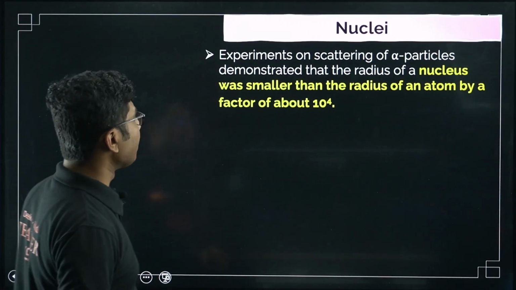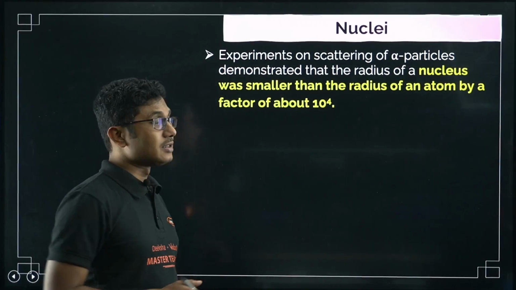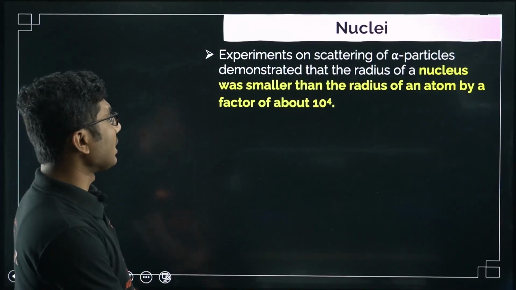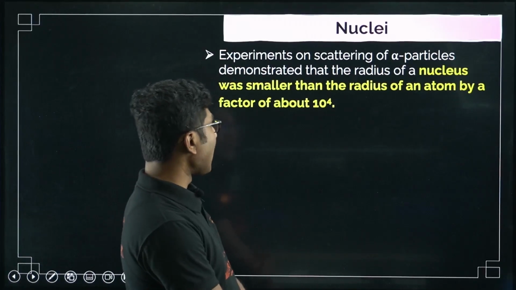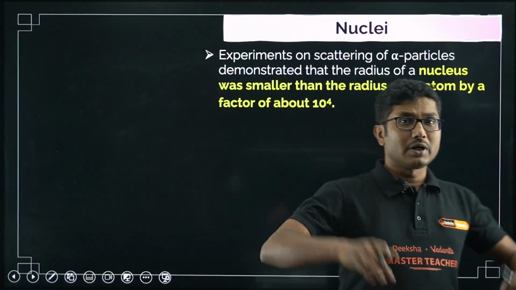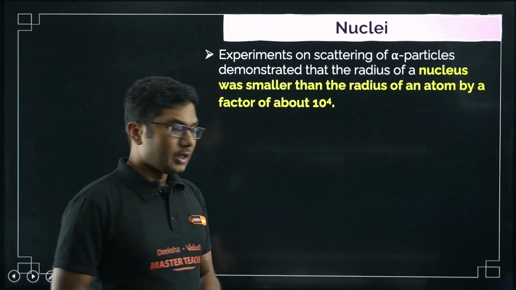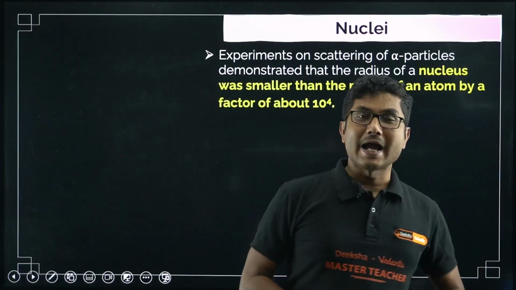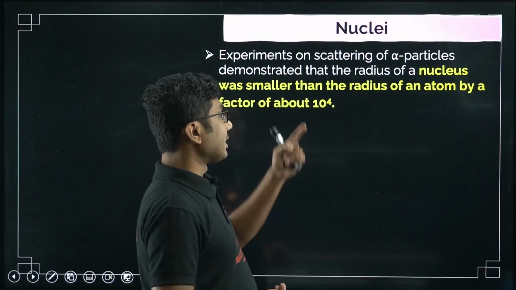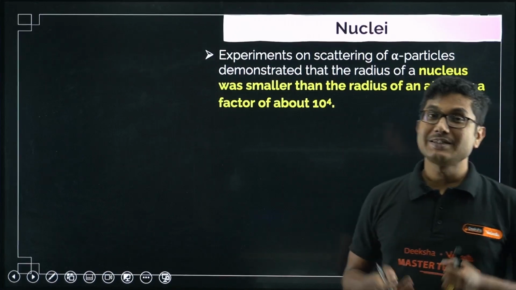Let us study about the nucleus. Experiments on scattering of alpha particles that we did in our last lecture demonstrated that the radius of the nucleus was smaller than the radius of an atom by a factor of about 10 to the power of 4. So the size of the atom was 10 to the power of minus 10 meters, which was known from the kinetic energy experiments, and the nucleus was much smaller than that, almost 10,000 times smaller than the size of the atom.